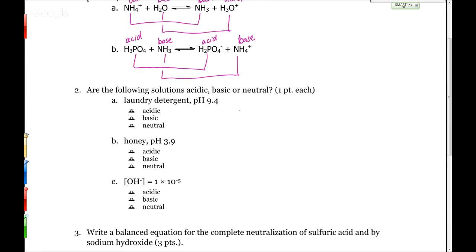Okay, acidic, basic, or neutral. Laundry detergent at a pH of 9.4. What do you think? Basic, yeah. Honey, acidic. And this was the tricky one because you had to do some calculations here. If the OH, the hydroxide ion concentration is 1 times 10 to the minus 5, that means the pOH is 5. And then what does the pH have to be? So what is that? That's basic.